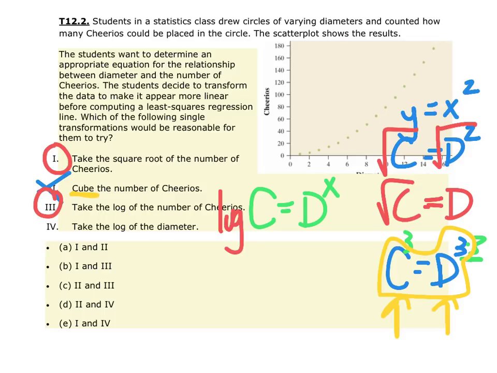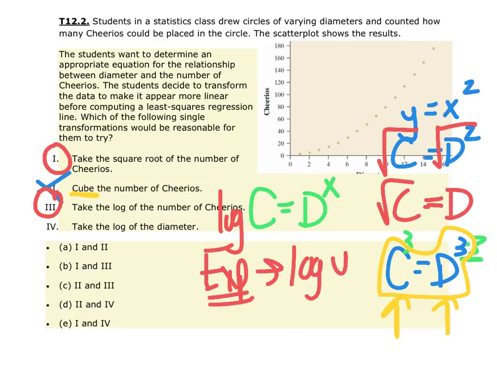Another way to look at option number 3 in more general terms: we had said anytime we have an exponential function, the way to linearize an exponential is to take the log of the y. In this case, our y is actually the number of Cheerios, so that would be valid.